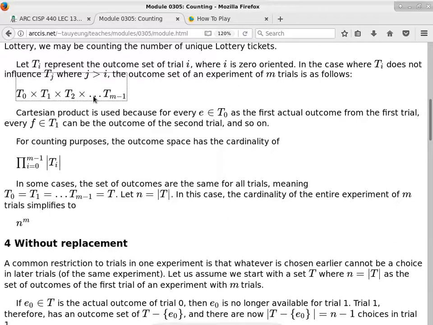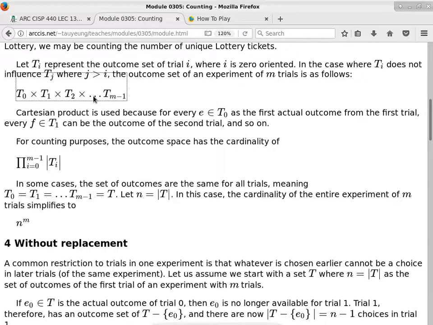It's because for each element of T0, it can pair with any element in T1. For any combination of elements from T0 and T1, it can combine with anything in T2, and that's why it is a Cartesian product. Yep. So for flipping coins, your Cartesian number off of that would be 2. Okay. And then the lottery would be like 69.